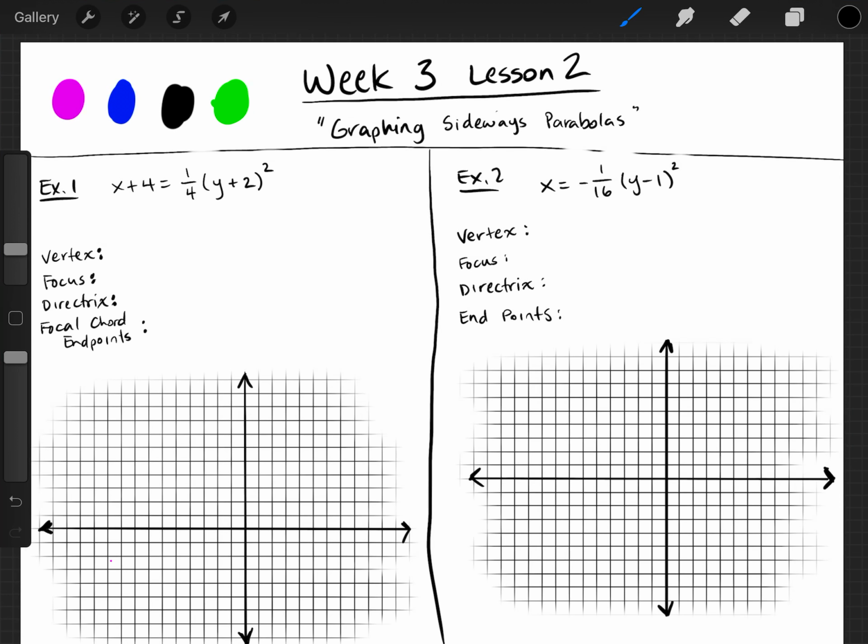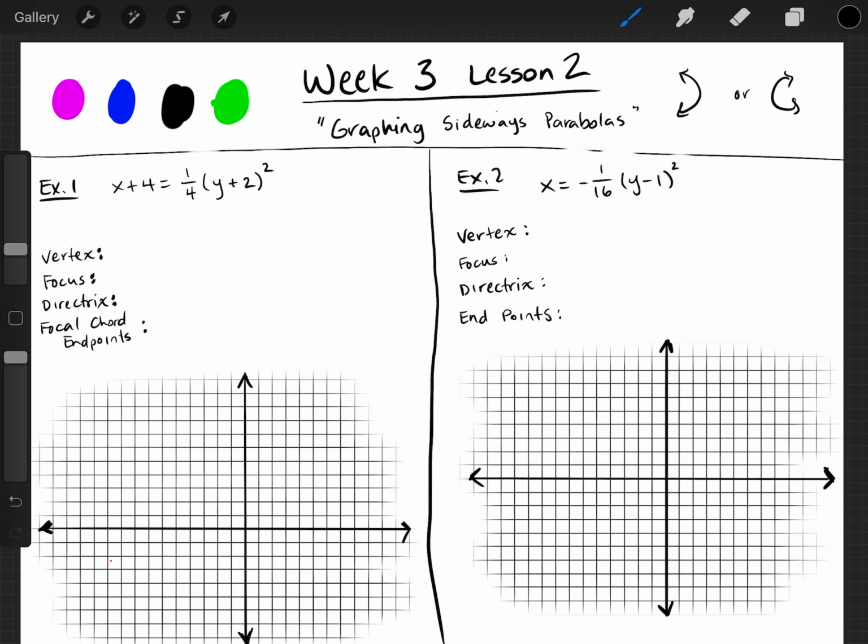Alright guys, here we go. This is week 3, lesson 2. What we did at the beginning, or for the first lesson of this week, is we reviewed how to do our graphing of parabolas, where they're going up and down. Now we're going to look at the parabolas that are going to the left or to the right.